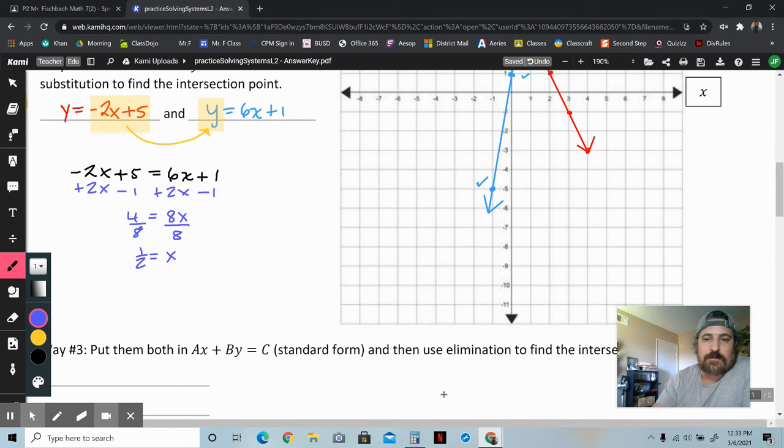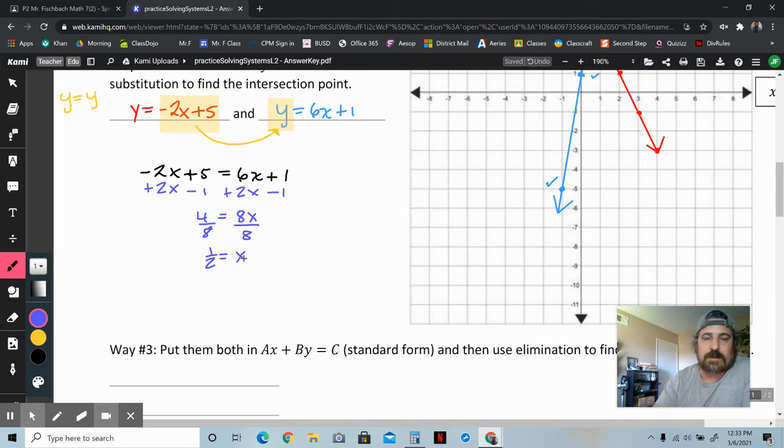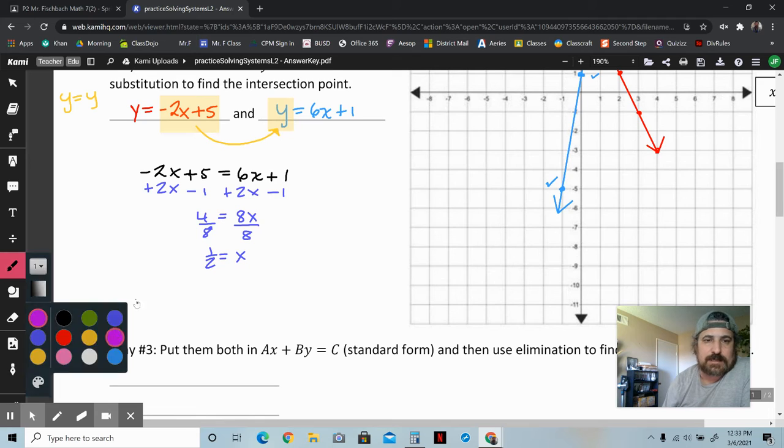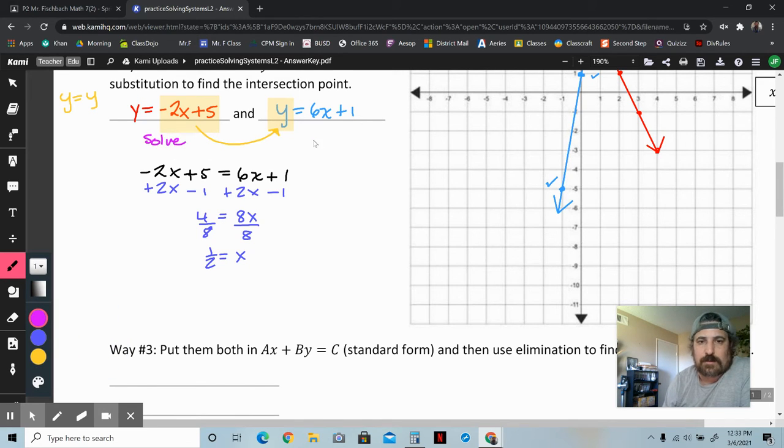So now to find the y value, what you're going to do is take this x value and plug it into either equation to solve for y. Now what I like to do in general is take the x value, plug it into one of these to solve, and plug it into the other one to check. Okay, so let's do a solve and a check.